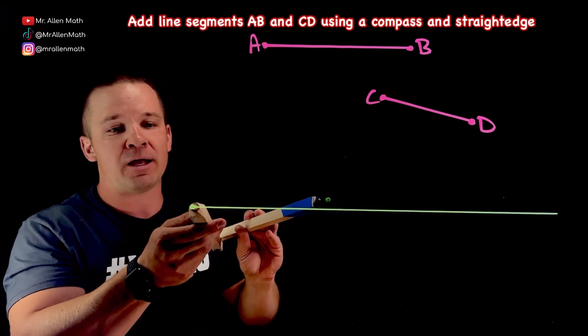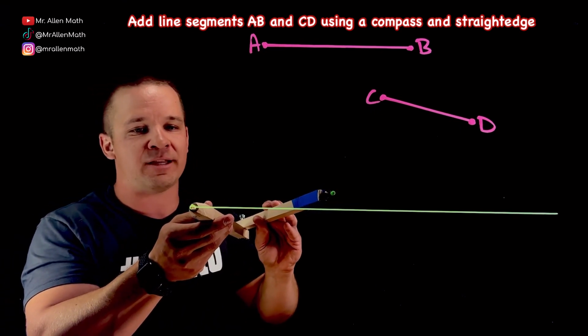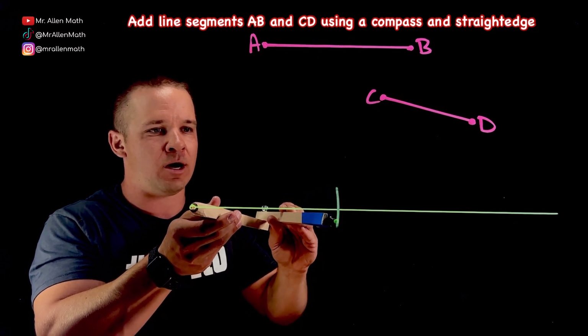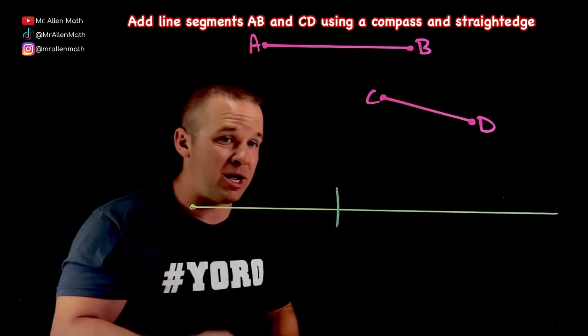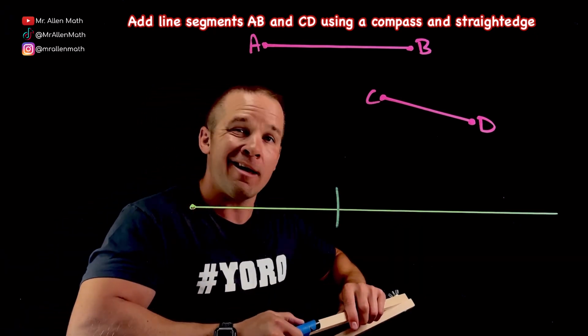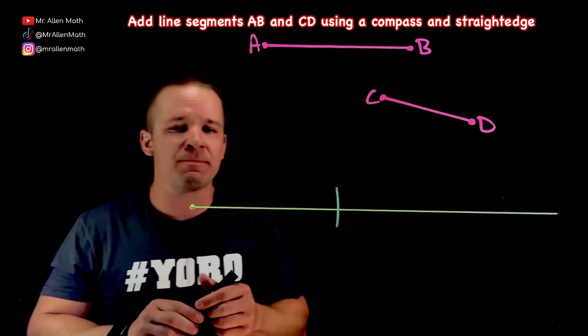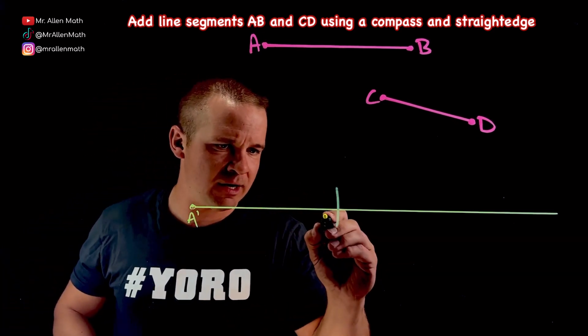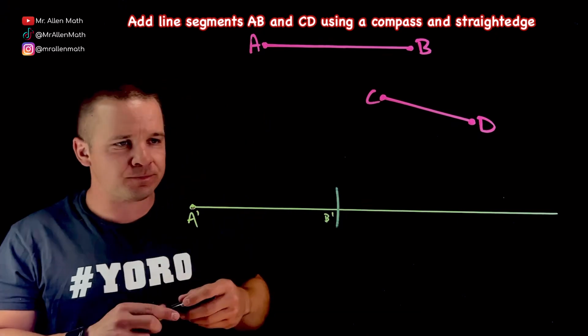So I'm going to pop the pointy end of my compass on that point where I'm starting, and then I'm going to go ahead and just scribe an arc. There we go. So now from here to here is A to B. And what I'm actually going to do here is label this A prime and B prime. That's my preferred thing. Not everybody does that, but I'm going to say this is A prime, and this is B prime.